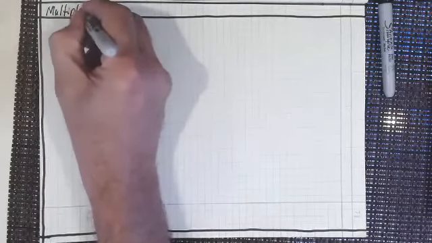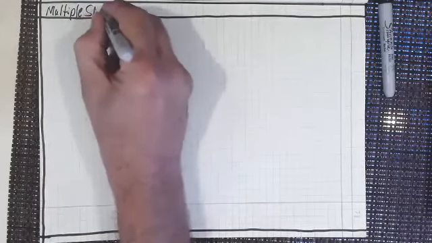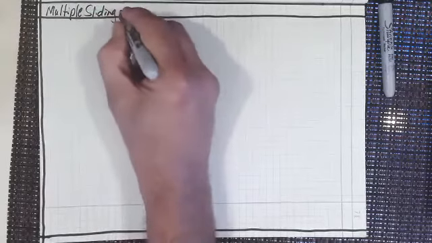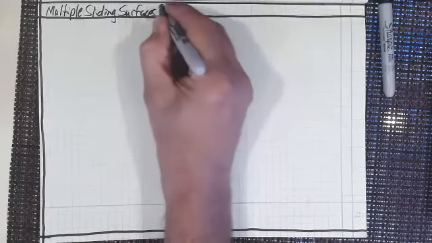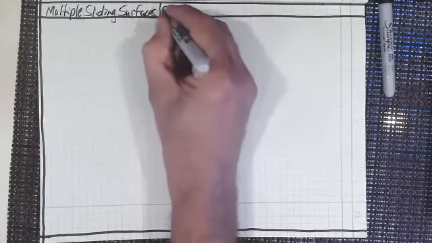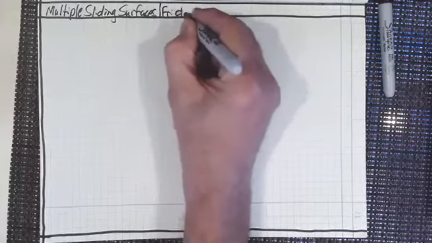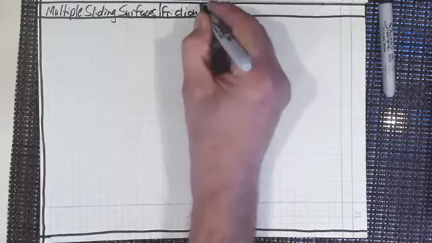So, multiple sliding surfaces. That's what we're going to look at under friction. That's what we're still looking at.